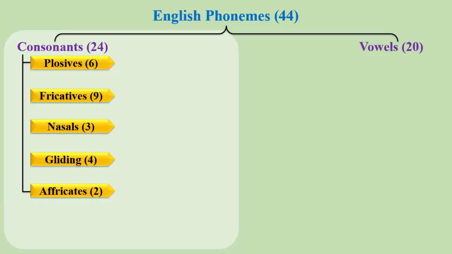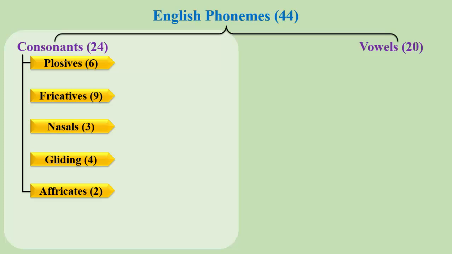Now, you recall that there are 4 criteria for the description of consonants, and those are place of articulation, manner of articulation, phonation, that's to say voiceless or voiced, and strength, meaning fortis or lenis. Traditionally, consonants are divided according to their manner of articulation. So we have 5 subcategories.